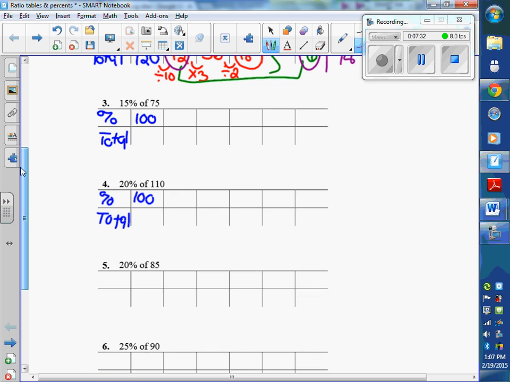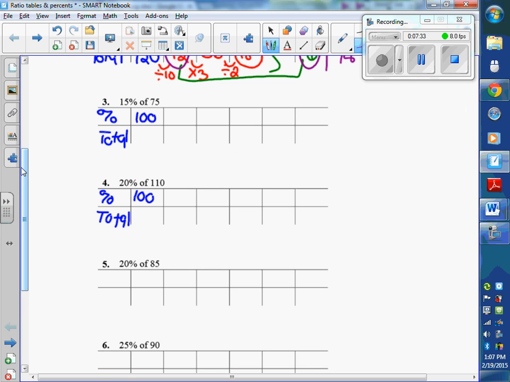Okay. So this one, 15%. You want me to write, or you want to write? So there's more than one correct way, but I want you to use the ratio table. And this would be 110 right there, because 110 right here. And you could start off by dividing by 5. So if you divide both by 5.